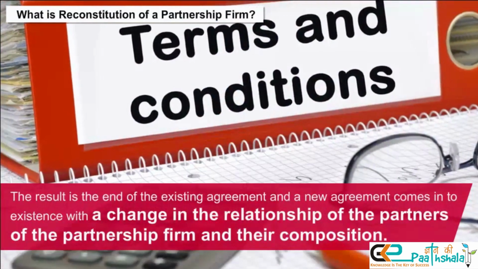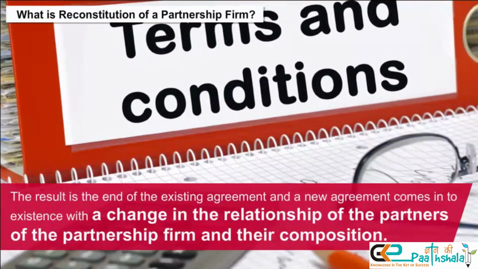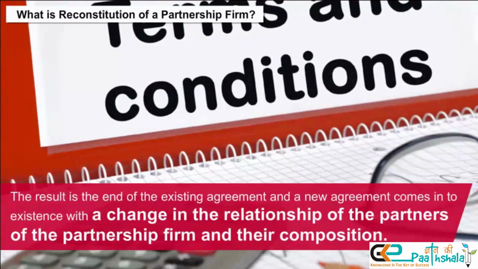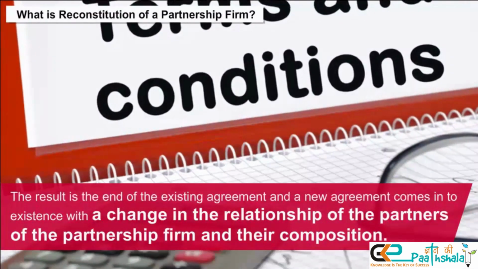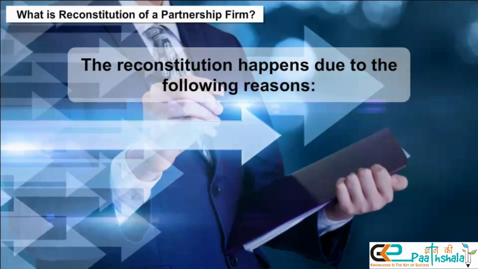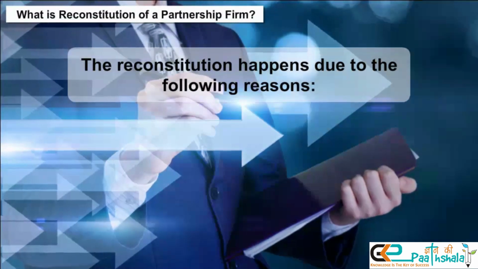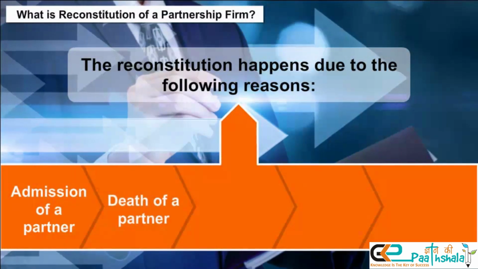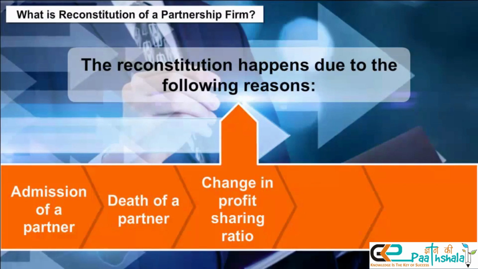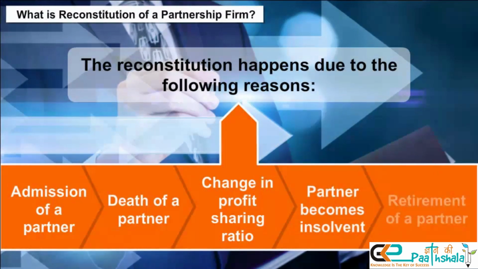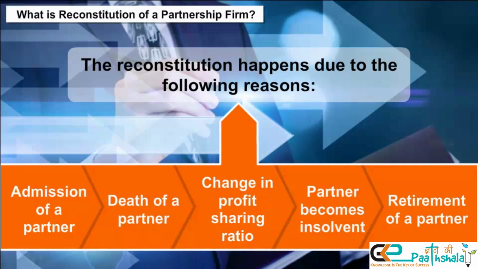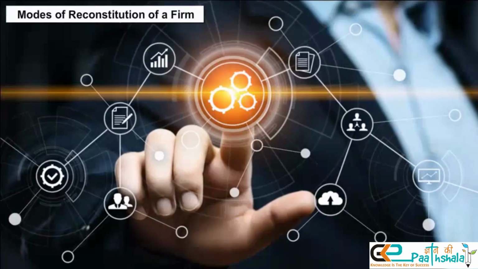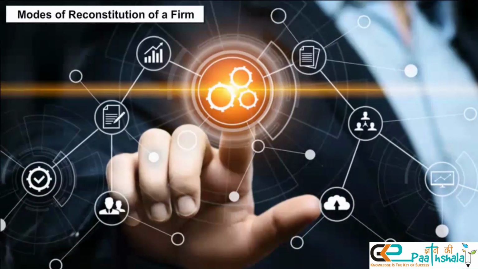The result is the end of the existing agreement and a new agreement comes into existence with the change in the relationship of the partners of the partnership firm and their composition. The reconstitution happens due to the following reasons like admission of a partner, death of a partner, change in profit sharing ratio, a partner becomes insolvent or retirement of a partner, etc. Modes of reconstitution of a firm. The reconstitution of the firm happens in many ways.